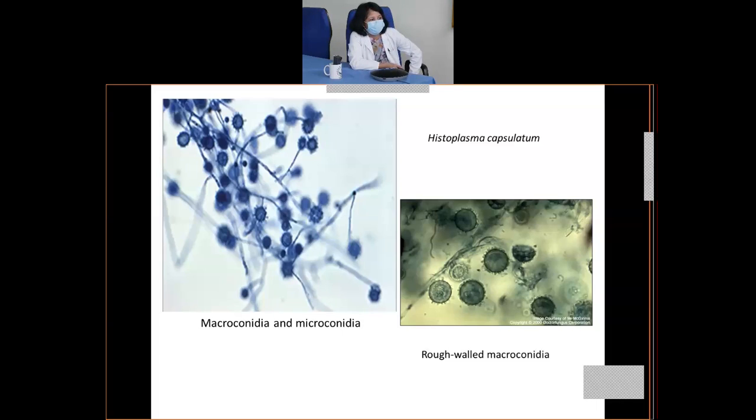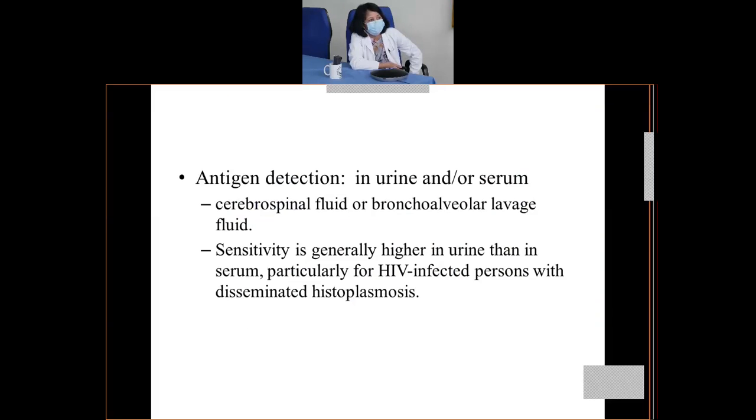The macroconidia are usually rough walled with projections. If you look at them, they are very diagnostic of the histoplasma species, if such a morphology grows from your mycelial growth at 25 degrees centigrade. Antigen detection can also be done in urine or serum. CSF and BAL samples can be collected, but sensitivity is higher in urine than in serum, particularly for HIV infected persons with disseminated histoplasmosis.